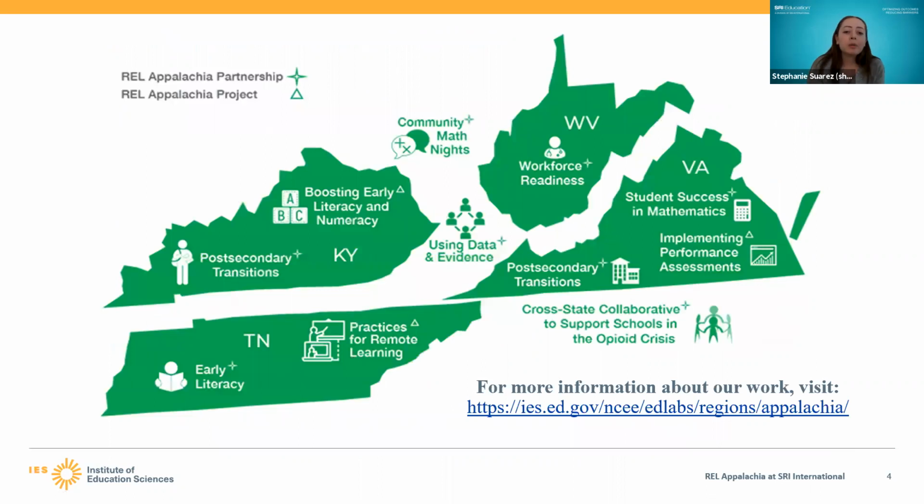In the Appalachia region, we partner with a variety of state and local stakeholders in Kentucky, Tennessee, Virginia, and West Virginia to work on several education-related issues, including improving post-secondary transitions, early literacy using data and evidence across states, and more. Today's webinar is part of our Post-Secondary Transitions Partnership in Virginia. For more information about the projects we're working on, we encourage you to visit the REL Appalachia website.